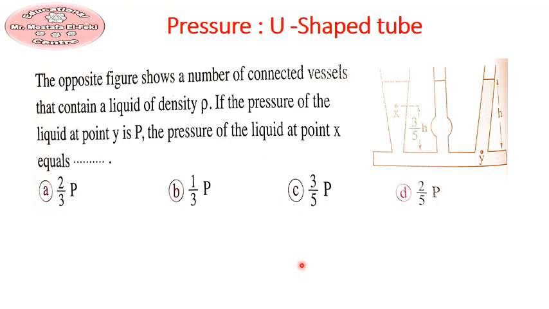The opposite figure shows a number of connected vessels that contain a liquid of density rho. If the pressure of the liquid at the point Y is P, then what is the pressure of the liquid at point X? The total pressure is H. Then the difference between the pressures is 2 over 5 H. Then the pressure is 2 over 5 P.